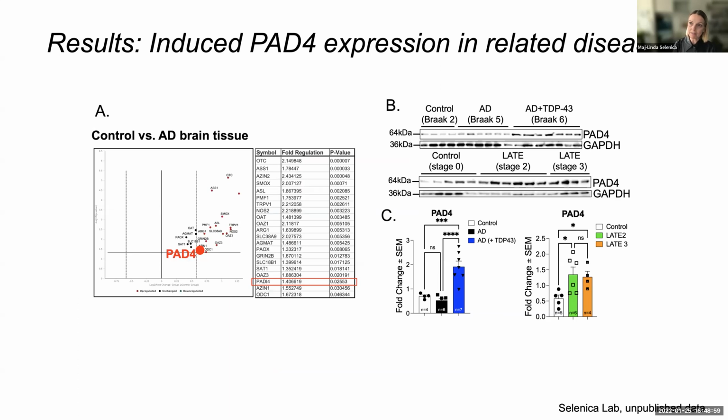Our initial data indeed confirmed that the mRNA levels of the PAD4 gene were induced in AD brain tissue compared to controls. Moreover, we confirmed the protein expression and found that PAD4 protein levels are induced in Alzheimer's disease brain tissue with the presence of TDP-43 pathology, as well as induced in LATE stage 2 and stage 3 postmortem brain tissue.